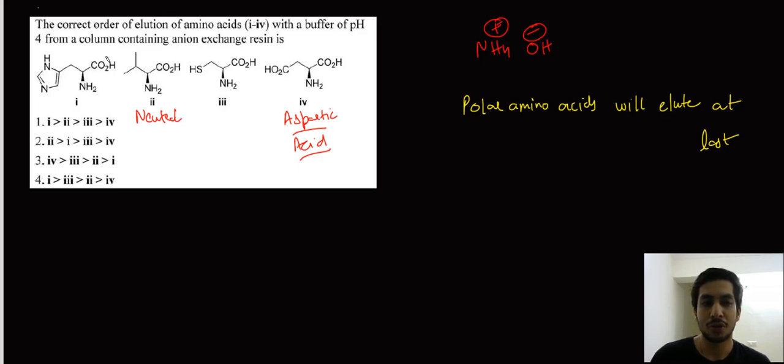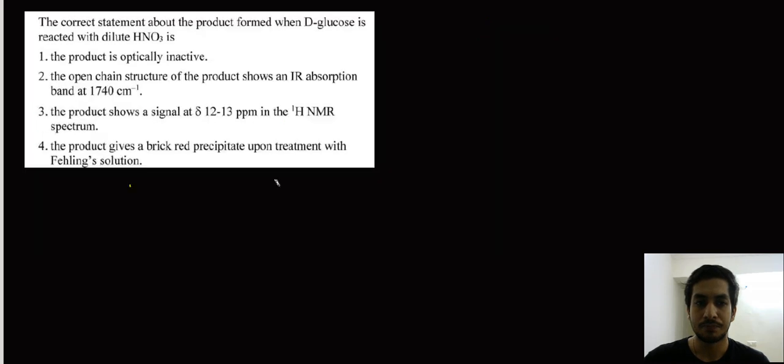So among the four options, histidine will elute first, because it will not bind to the quaternary or anion exchange resin at all. Then leucine will elute, followed by cysteine, and then aspartic acid. So 1, 2, 3, 4 basically. So the correct answer would be option number 1. Okay, this was a good question, and these kinds of questions have not been asked recently, maybe a long time back.